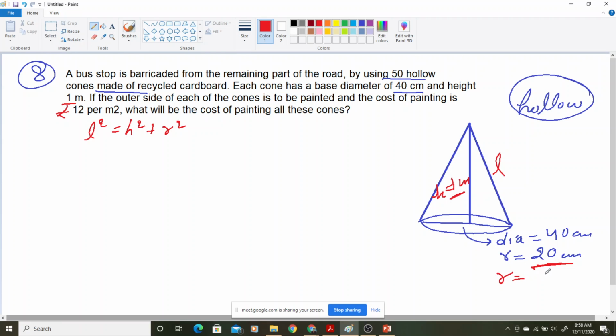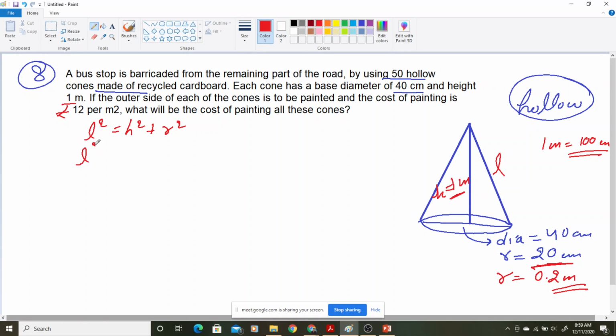How many meters will it be? 0.2 meter. Yes, it is 0.2, by dividing with 100, you know 1 meter has 100 centimeter. How much is 1 meter? 100 centimeter. So that means R will be 0.2 meter.